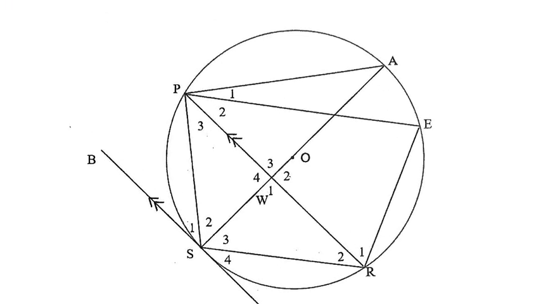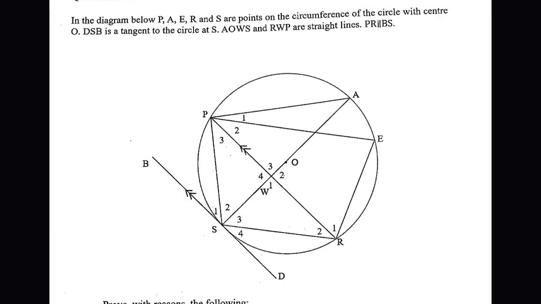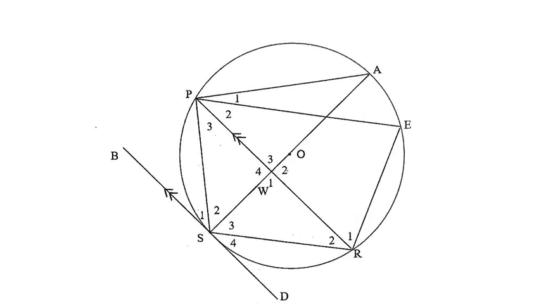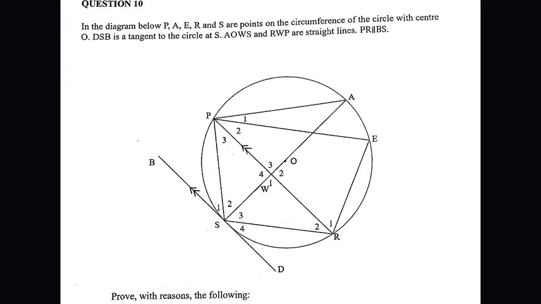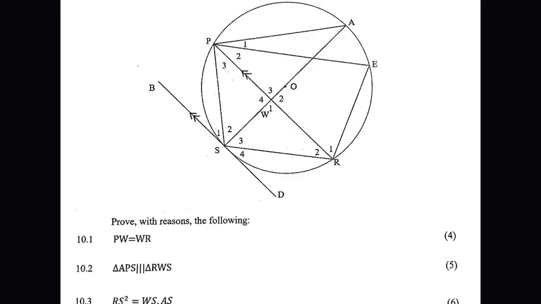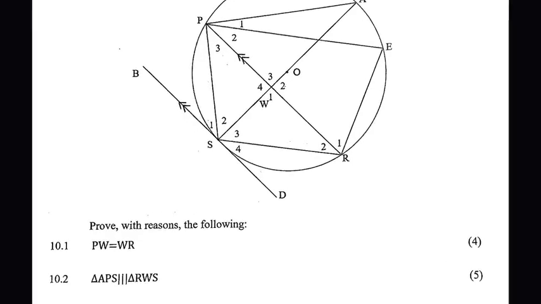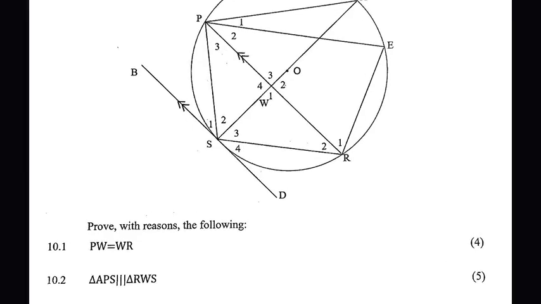So there we go. PR is parallel to BS. So this is the information of the sketch. Prove with the reasons the following. 10.1. PW is equal to WR.